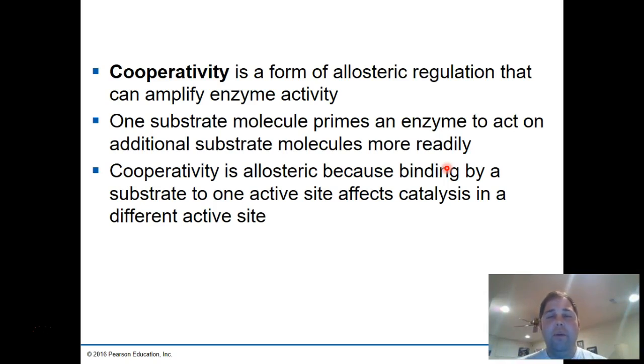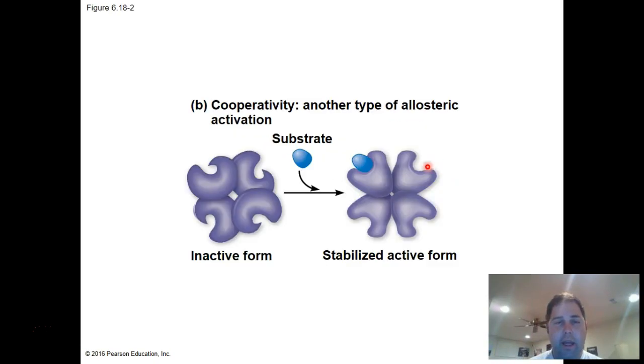Cooperativity is another form of allosteric regulation that can help amplify activity. In this case, we have an inactive enzyme that binds a substrate. Even though it may bind this substrate at a relatively low affinity, once it binds the substrate, it's going to allosterically affect the other subunits, causing their active sites to become open and more active. So it's hard to get the first one on, but once you get the first one on, the next three will come on very quickly, and that's called cooperativity.